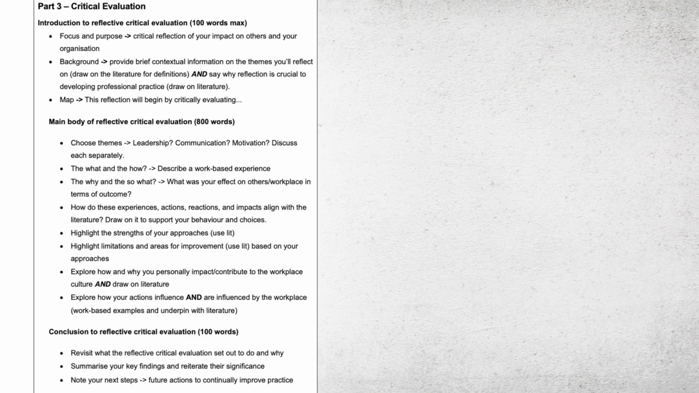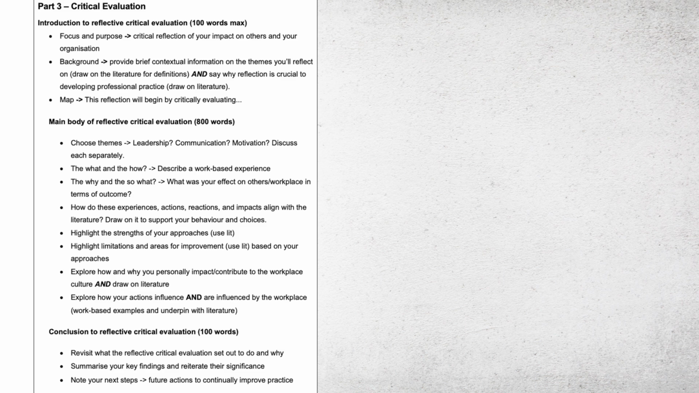Highlight the strengths of your approaches, use the literature. Highlight the limitations and areas for improvement and use literature again based on your approaches. Explore how and why you personally impact and contribute to the workplace culture and draw on literature. Explore how your actions influence and are influenced by the workplace. Work-based examples will be relevant here, as will underpinning with the literature.